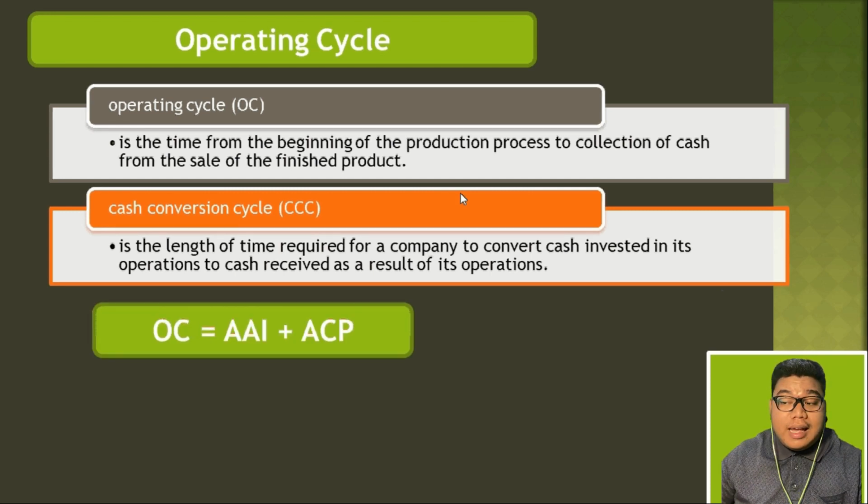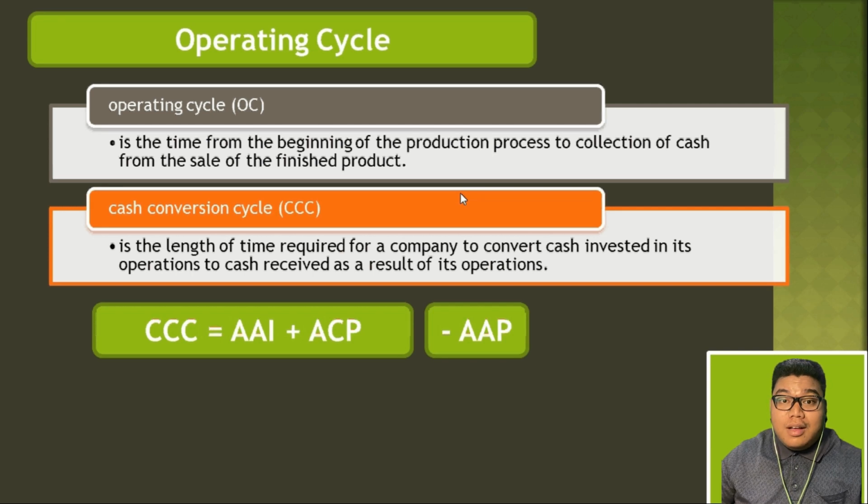So operating cycle is equal to average age of inventory plus average collection period, that is the time when inventory is available, up to the time that the amount is collected from the customer. But when we deduct average age of payables here, you would have cash conversion cycle. So let's answer a problem on this note.